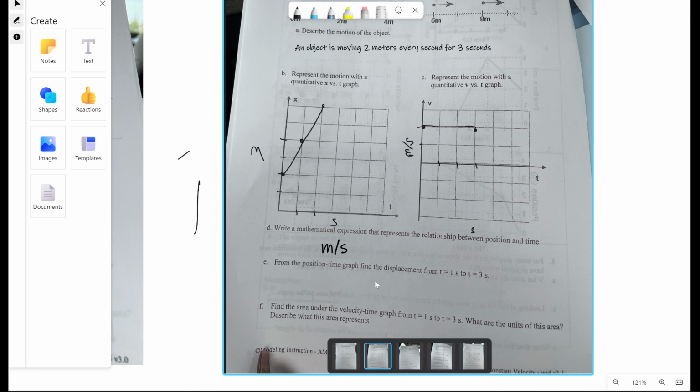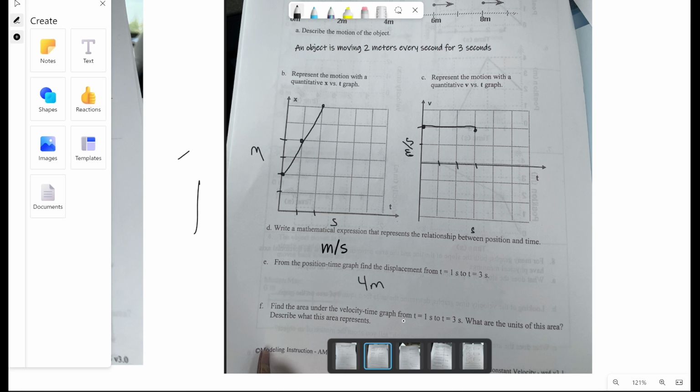For the position time graph, find the displacement from 1 second to 3 seconds. So from 1 second to 3 seconds, how much distance passed? That's what I'm assuming displacement means. How much distance passed from 1 second to 3 seconds? And we can just look at our graph and we can say that 1, 2, 3, 4. We can say 4 meters passed. 4 meters. You can probably use this mathematical expression to figure that out too.